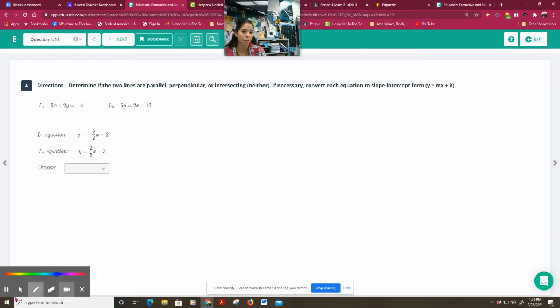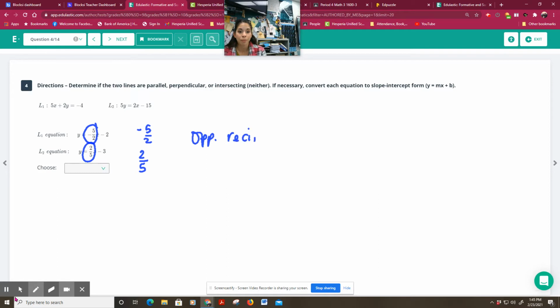Well, you got to look at the slopes. The slope of the first equation is a negative 5/2. The slope of the second equation is a positive 2/5. Well, they're not the same, so they're not parallel. Are they opposite reciprocals? Well, one's negative, one's positive, so they're opposites, but are they reciprocals? Well, 5/2 is the reciprocal of 2/5. So they are opposite reciprocals. So that means that they're perpendicular. Perpendicular lines. And there we go.